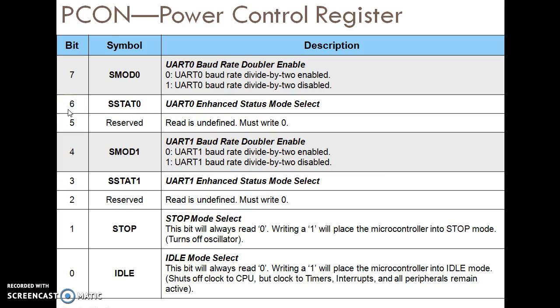Next one is bit 6, which represents UART0 enhanced status mode select. Next one is bit 7, which represents UART0 baud rate doubler enable. If 0, then UART0 baud rate divide by 2 is enabled. If 1, then UART0 baud rate divide by 2 is disabled.